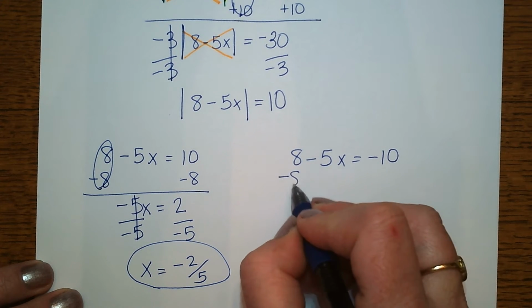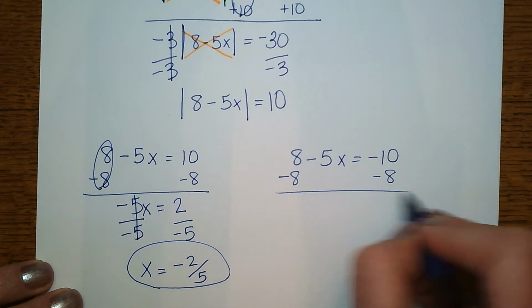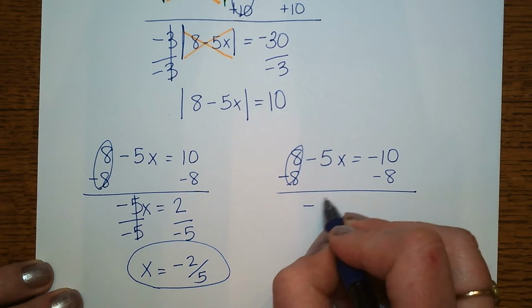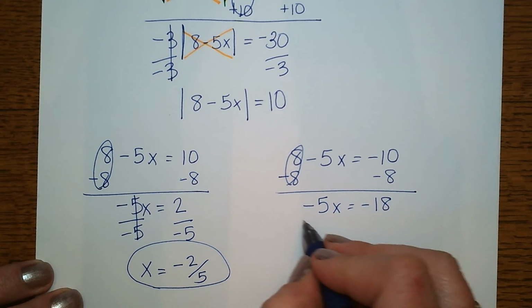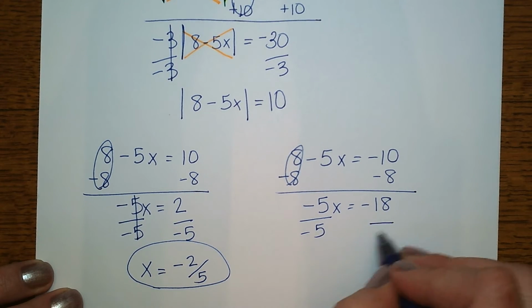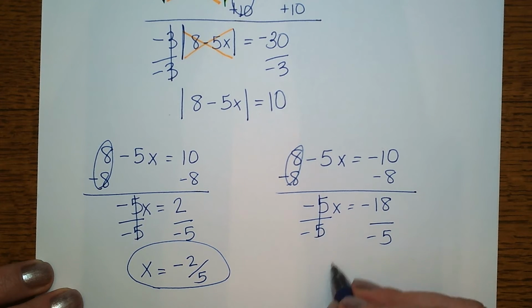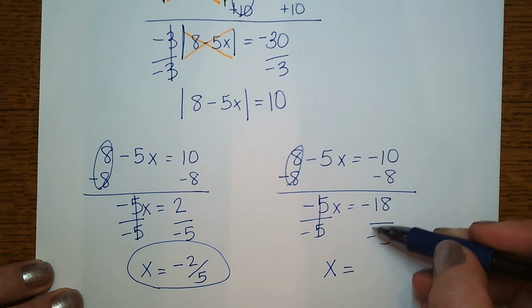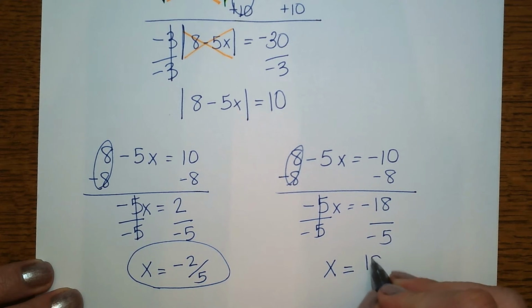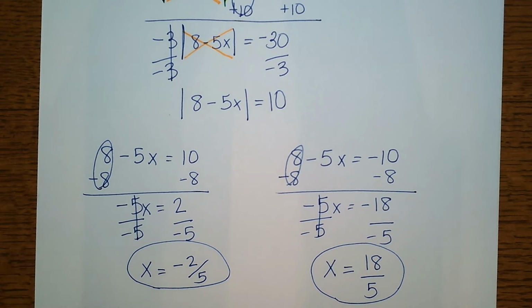Over here, I'm going to subtract 8 from both sides. Negative 5x equals negative 18. Divide by negative 5 on both sides. And x is going to be equal to, be careful with your signs here, a negative divided by a negative is a positive, 18 over 5. So those are my two solutions. Okay?